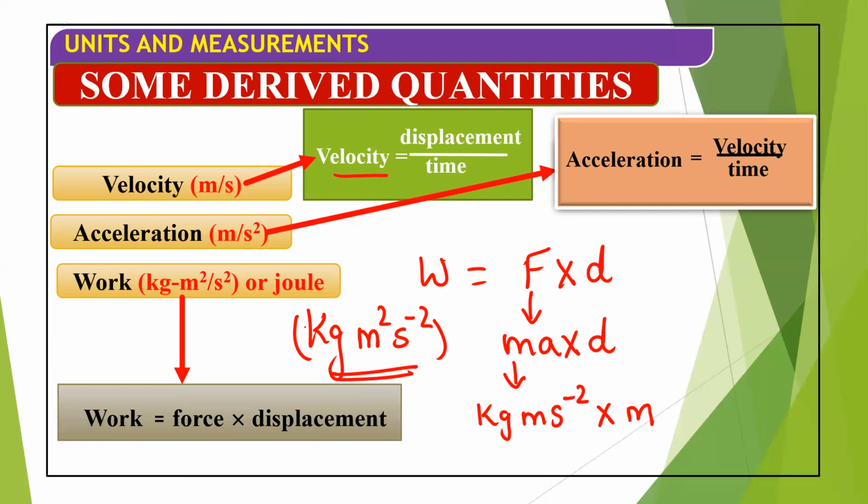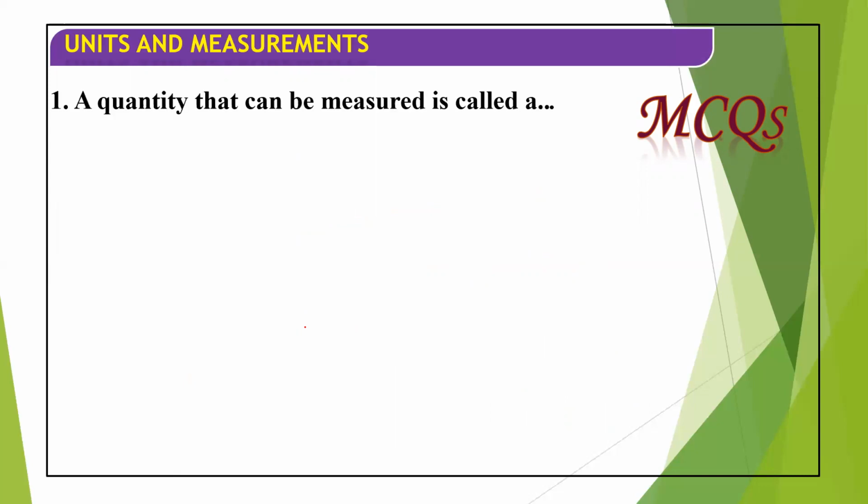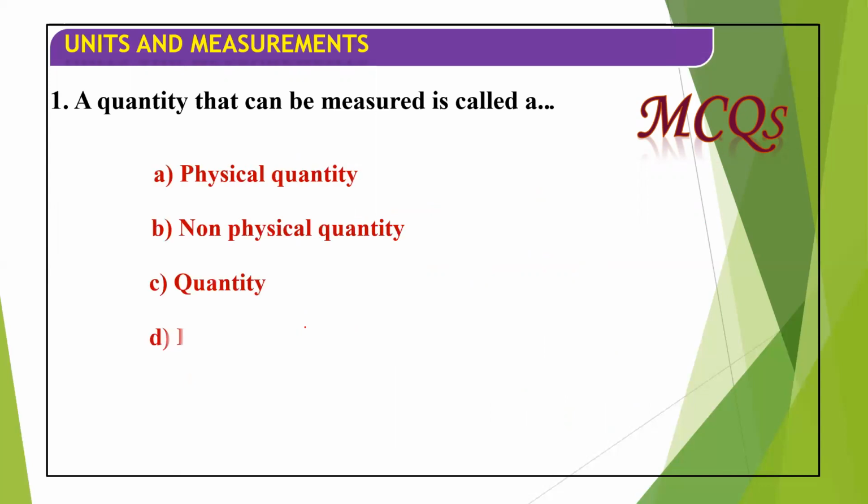It's very simple. Let's solve some MCQ and let's see if you have understood the concepts or not. The first one, a quantity that can be measured is called dash. Physical quantity, non-physical quantity, quantity, or either B or C. Any quantity that can be measured and expressed in terms of numerical value is called a physical quantity.